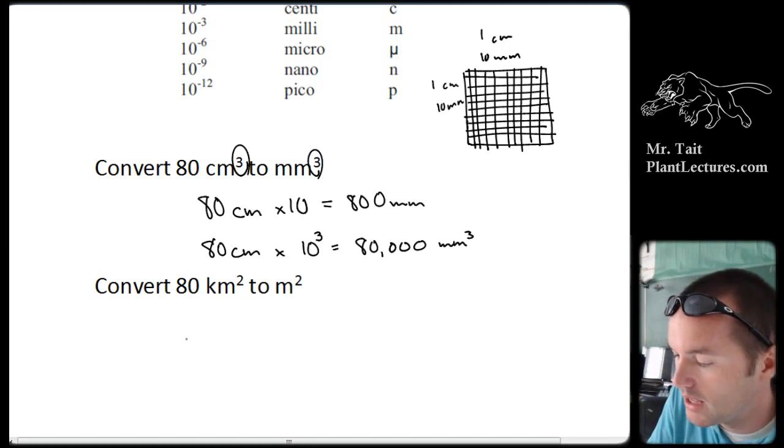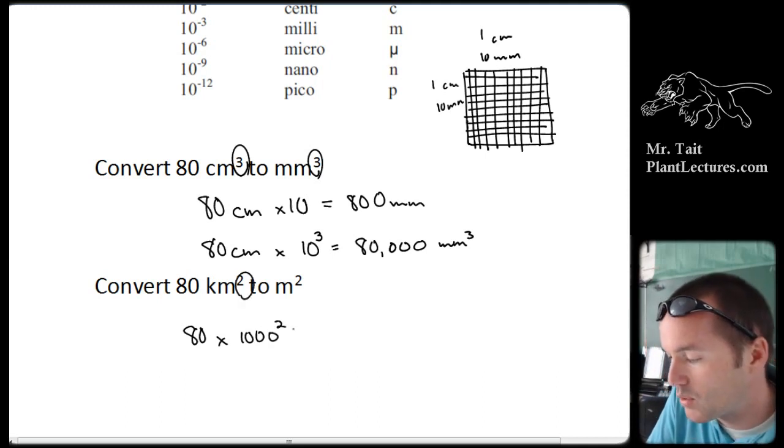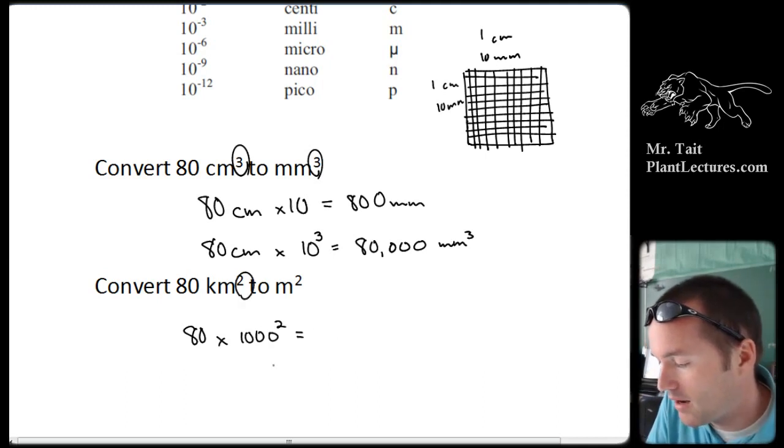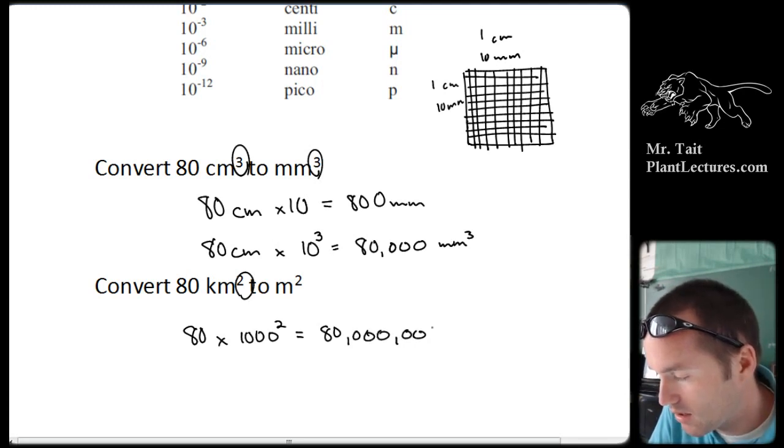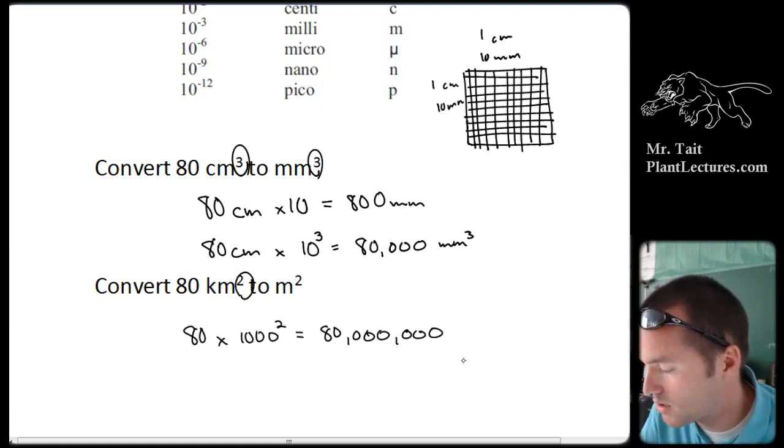So similarly here, for 80 kilometers, we take 80 times 1,000, but since this is kilometers squared, we do 1,000 squared, and 1,000 squared is 1,000,000, so that'd be 80 million, or sorry, meters squared.